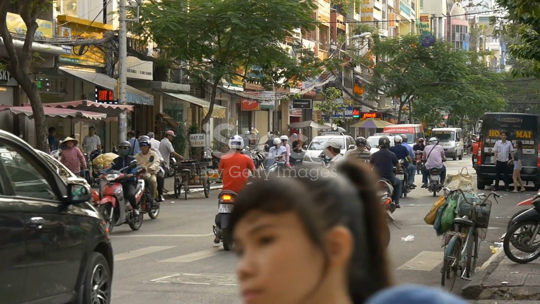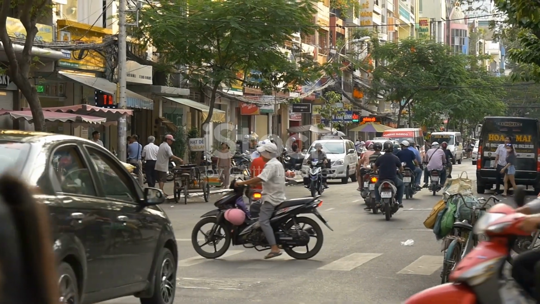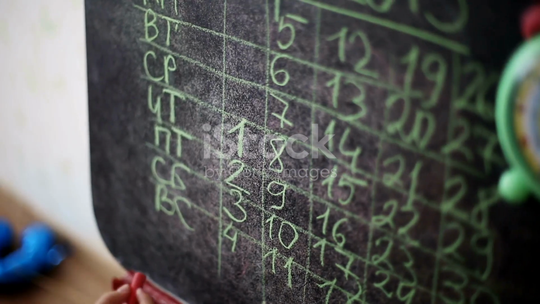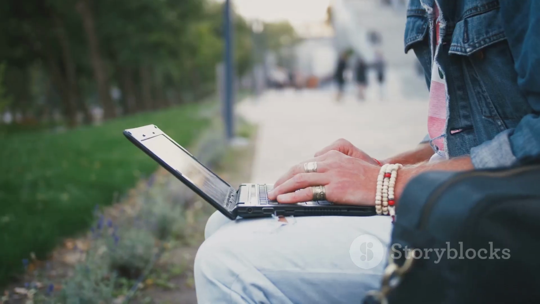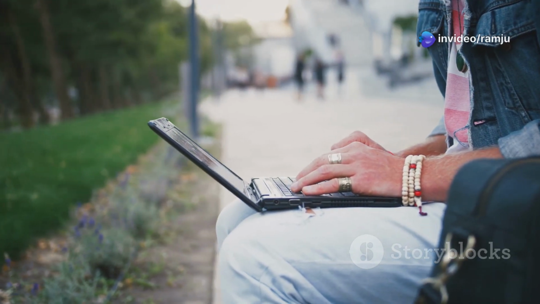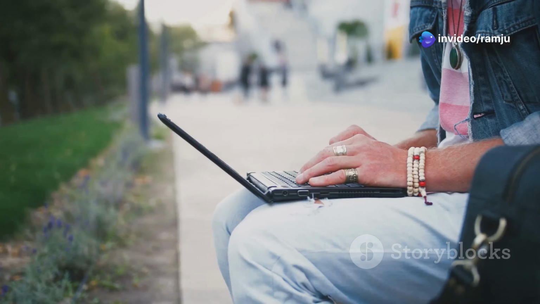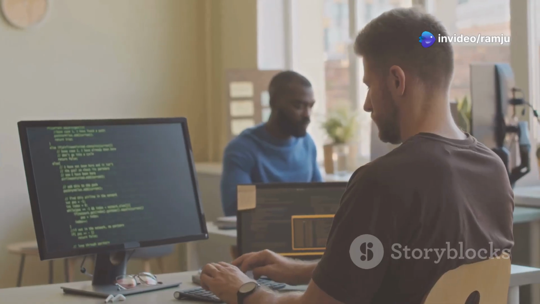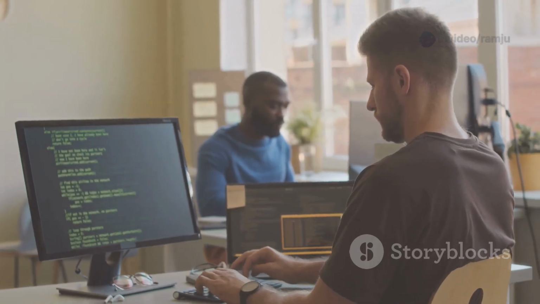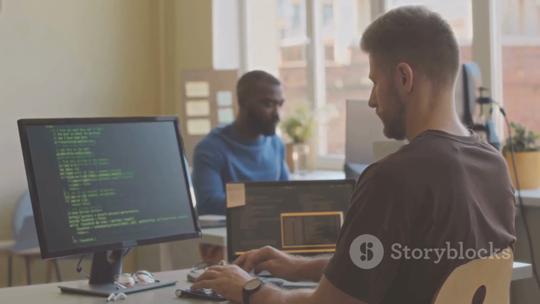Now let's talk about the number system we use every day, decimal. Seems pretty basic, right? 0 through 9, what's the big deal? Well, even though computers think in binary, they still need to interact with us humans, and we use decimal. This is where things get interesting because computers need a way to convert between these two systems.